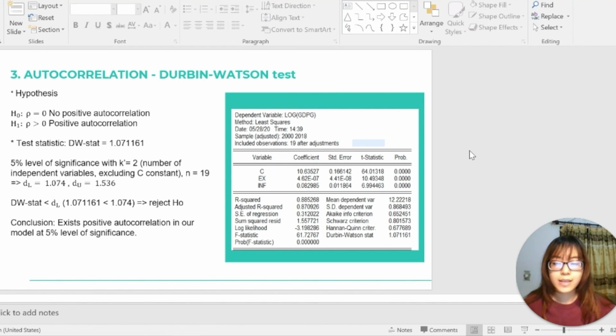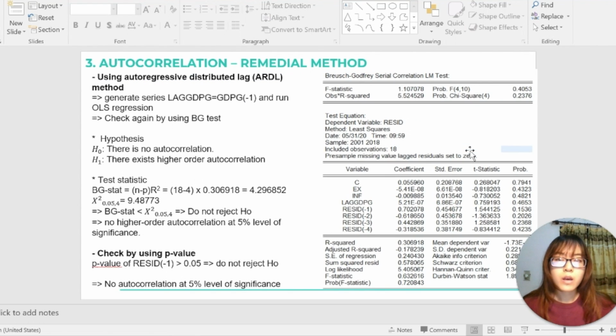We detect autocorrelation by using the Durbin-Watson test, and to test whether there is positive autocorrelation or not, we obtain the Durbin-Watson statistic from EViews and compare it with the critical values DL and DU. Because the Durbin-Watson statistic is smaller than DL, we can reject the null hypothesis, and we conclude that there exists positive autocorrelation in our model because the Durbin-Watson statistic falls into the range from 0 to 2.